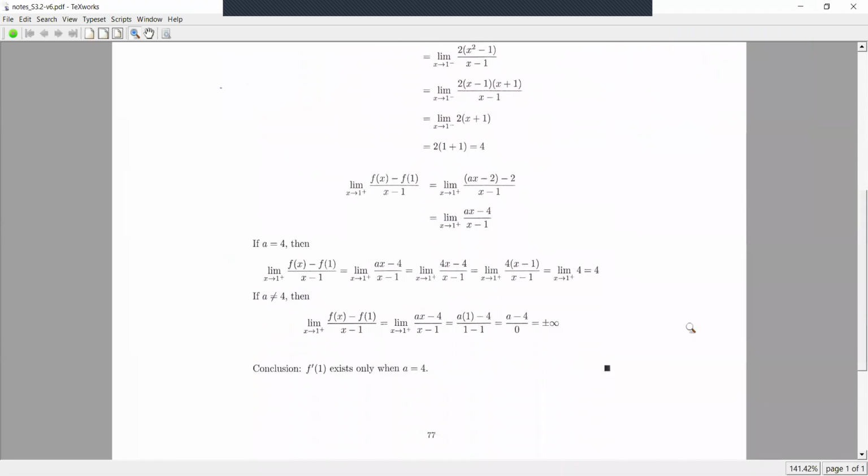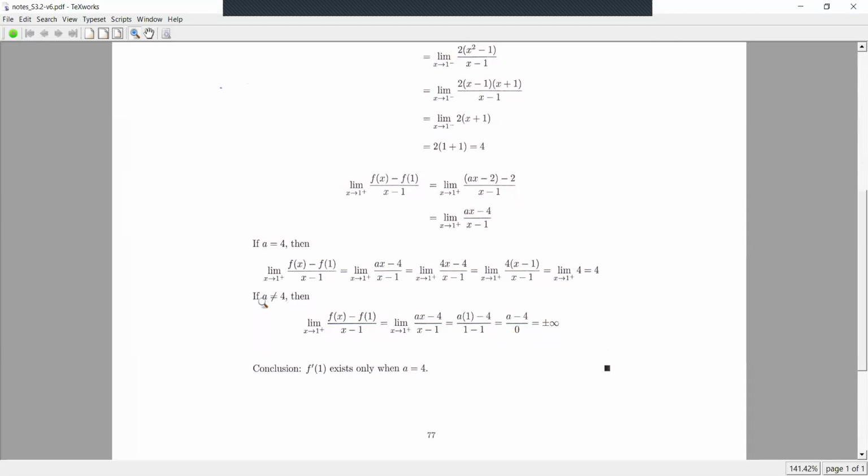If a is 4, then the limit is this limit. Take out the number 4 and cancel x minus 1. Then the limit is this limit. This limit is 4. If a is not equal to 4, then this limit is infinity. How to see it is infinity? Plug the number 1 in x. Then the limit is this number. This number is a minus 4 divided by 0.